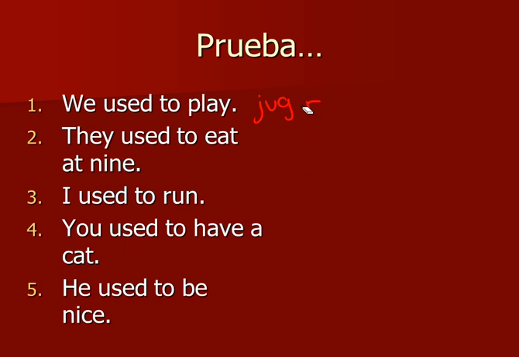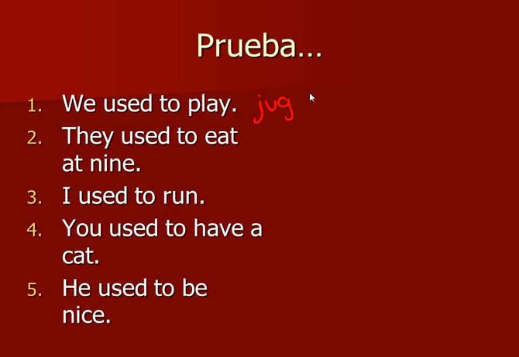So if I have jugar, remember I'm going to take off my AR because that's how we conjugate, and I'm going to put on my ending. So who is playing? We used to play. So the "used to" comes by just using the ending. The imperfect tense means used to.